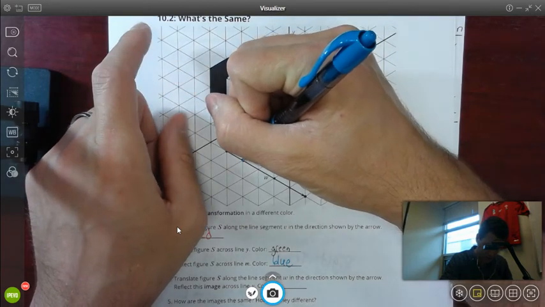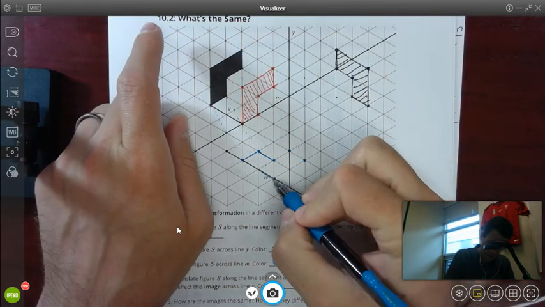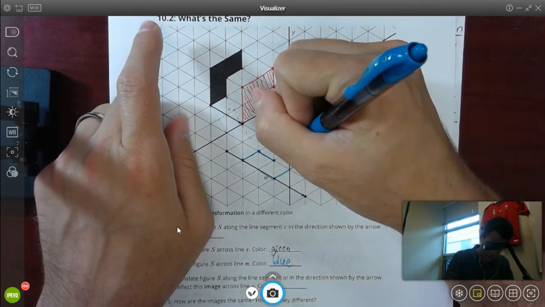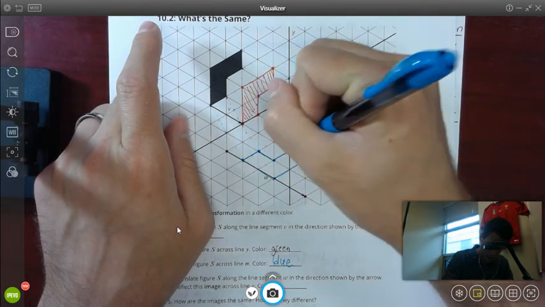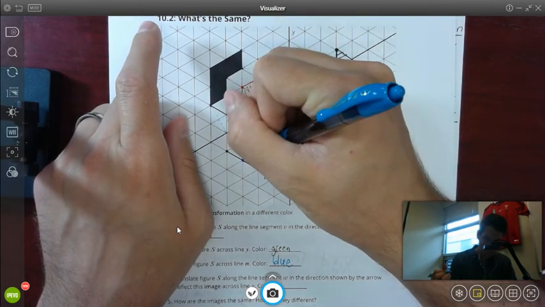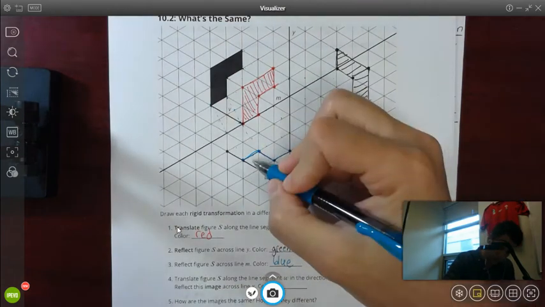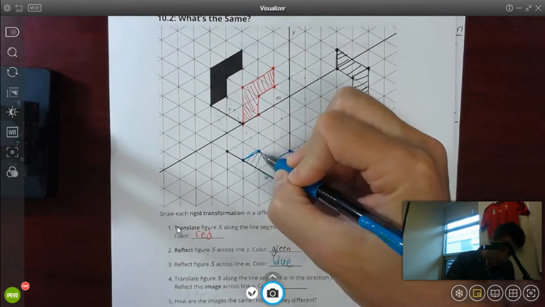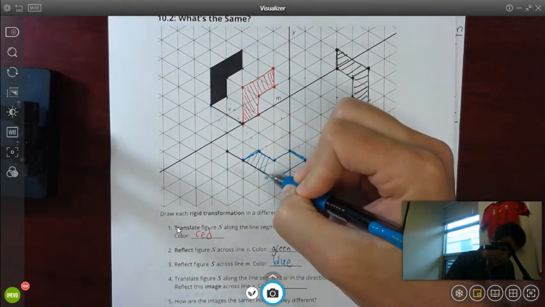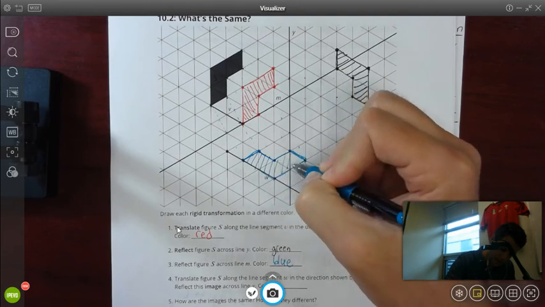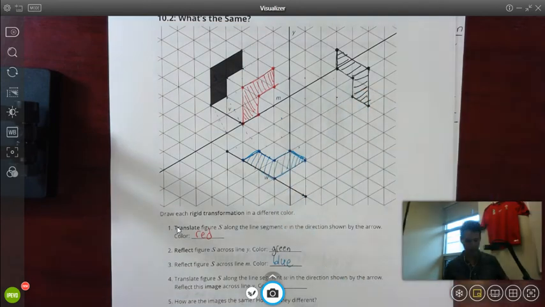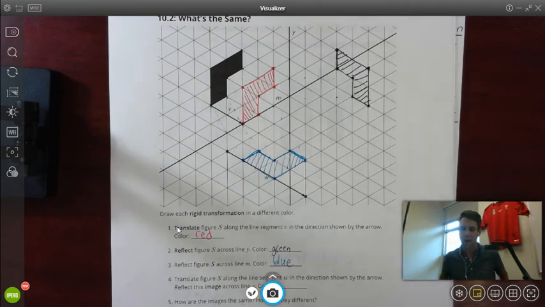So we can just connect all of these points together, and we've created a shape here in blue that is a reflection. And you notice that this is still the same size as our shape from before, and we have created another equal shape of the exact same size.